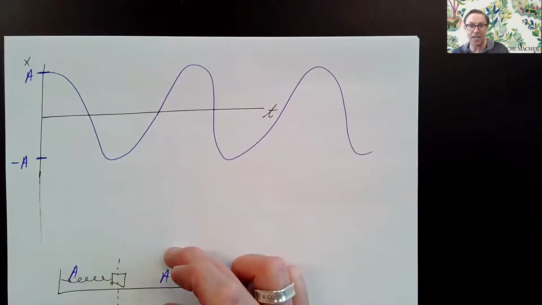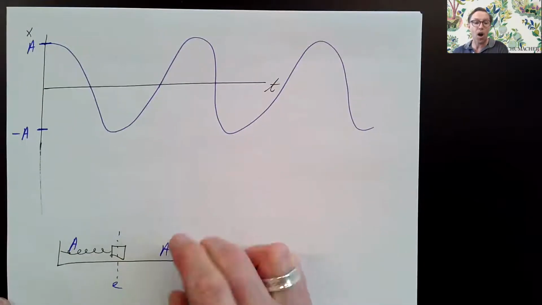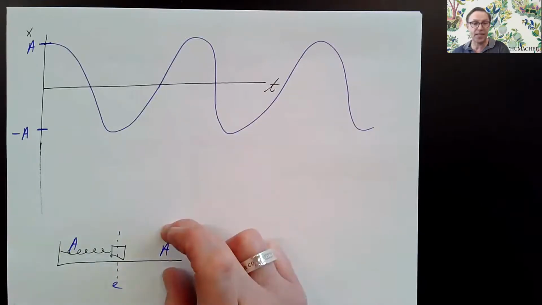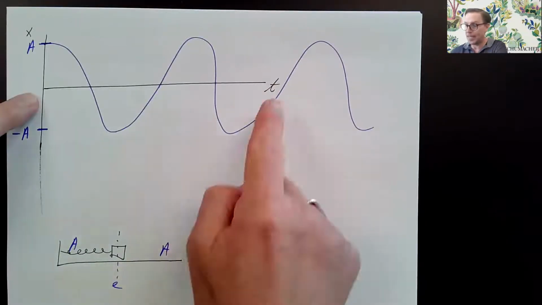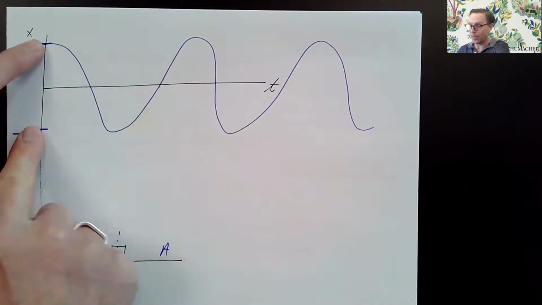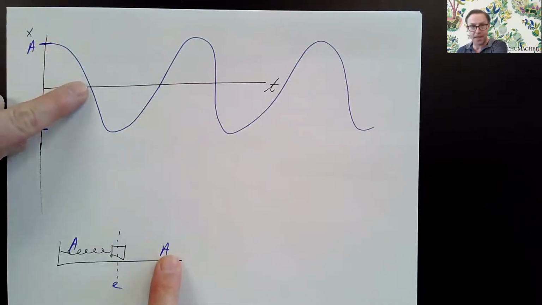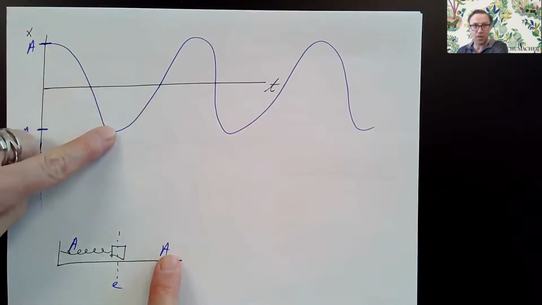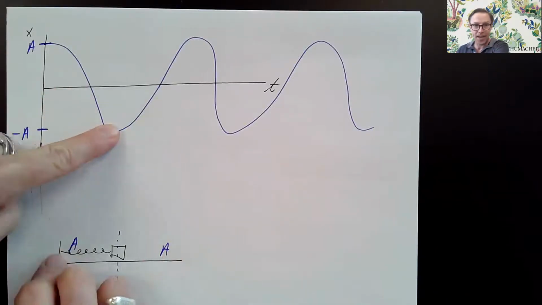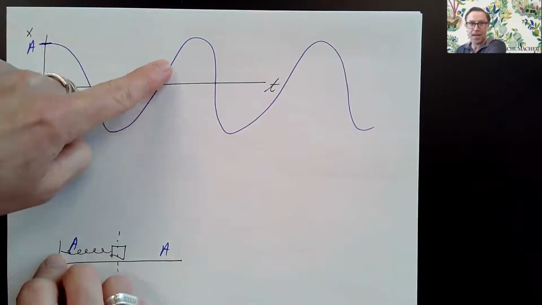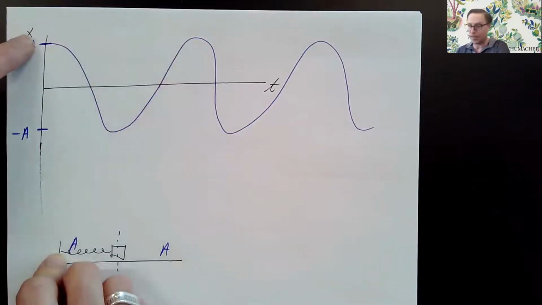On your mark, get set, go. Where are we when t equals 0? When t is 0, we're at a location A. And then as time goes by, we get back to equilibrium, and then we go over here to negative A. And then we get back to equilibrium, and then we get over here to positive A.